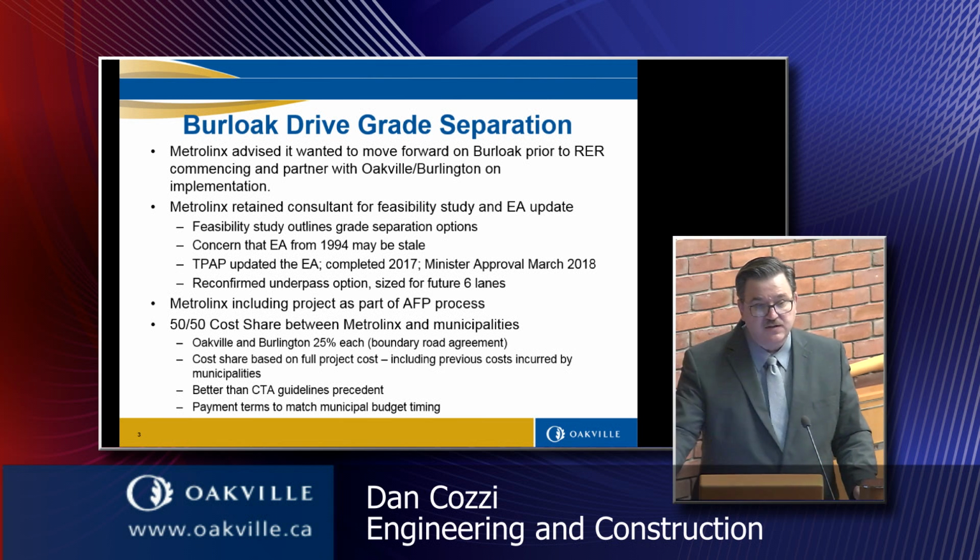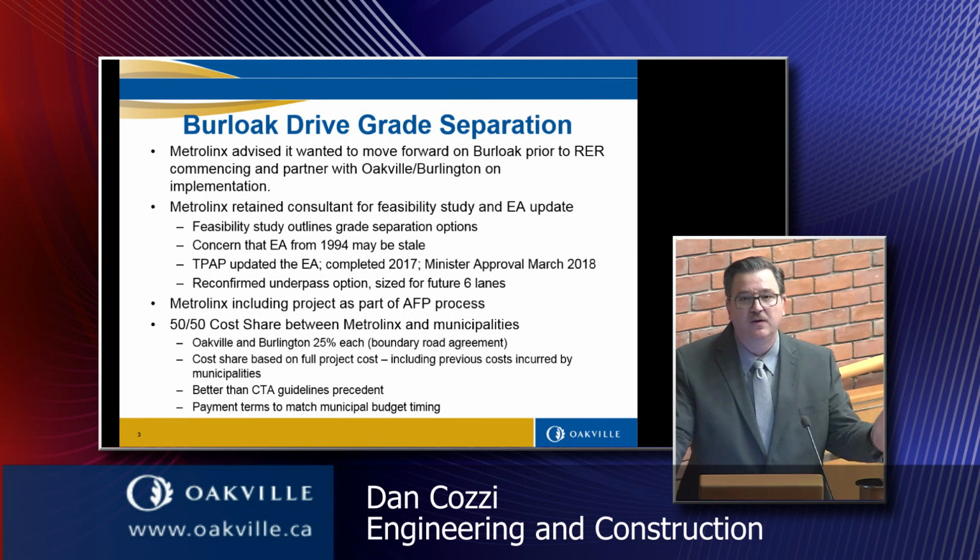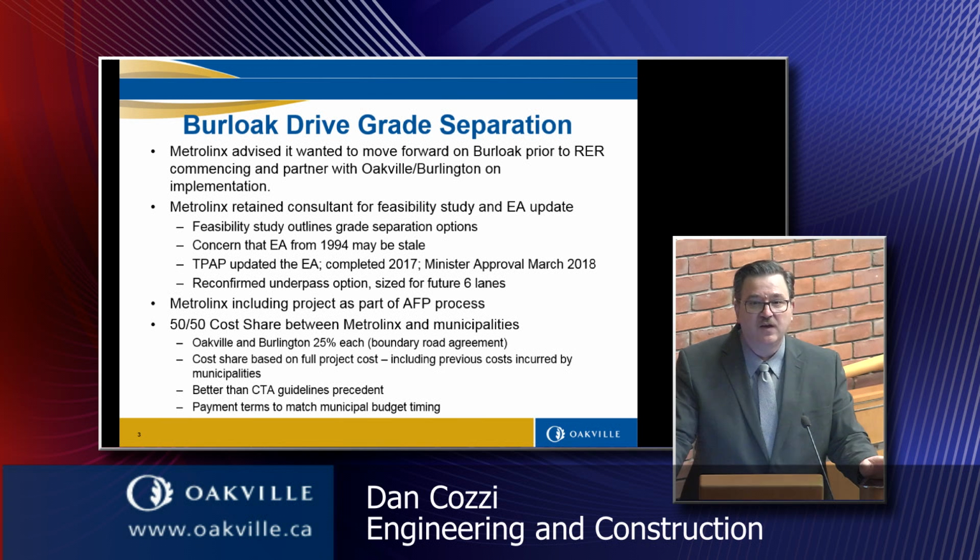Full project cost is a little different than what usually happens. They usually apply the cost sharing agreement to what they call the basic cost of the grade separation. Typically that includes the structure, the retaining walls, and the work required to get the road under and back to tangent on both sides. New features would not be included in the cost-sharing agreement, but in this case, Metrolinx, the agreement we've come to is 50-50 on the whole thing.